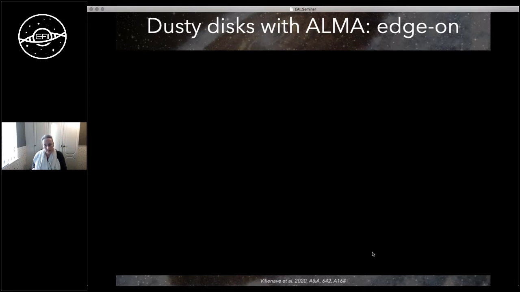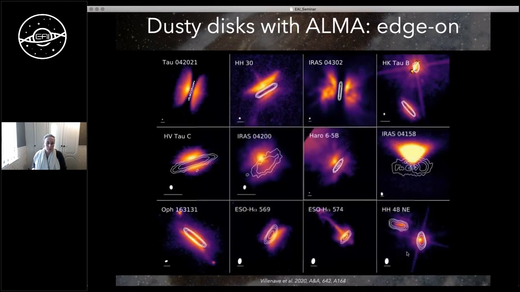I also want to highlight a nice more recent result by Villenave and collaborators, where they've been doing studies of edge-on protoplanetary disks. What you see here is a color map, which is the scattered light, which has been done at shorter wavelengths, so near infrared wavelengths. And then in the contours, you're looking at the ALMA thermal emission again. And what you can see in some of these edge-on systems, so here's one here, IRAS 04302, it's another quite well-studied object.